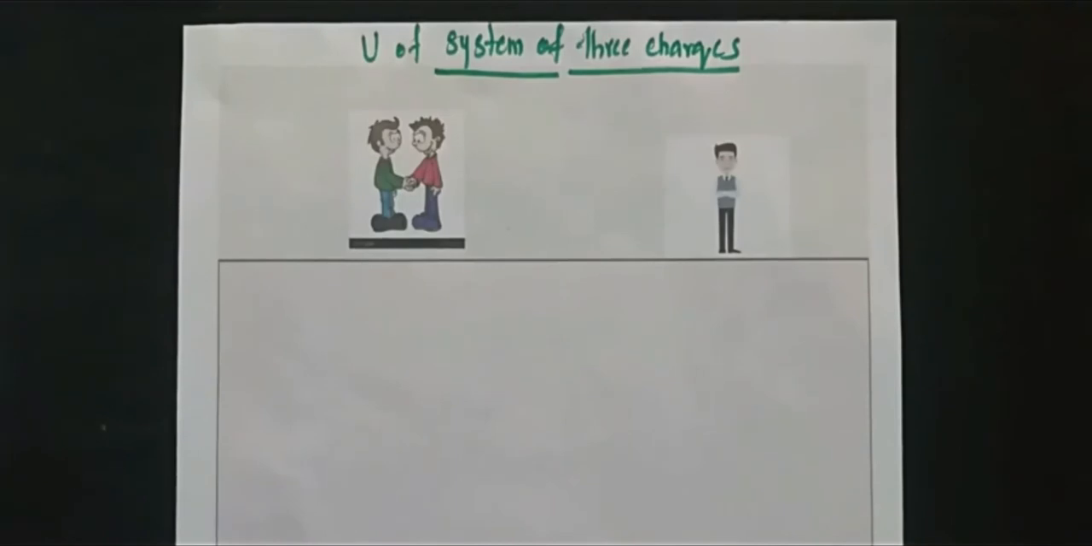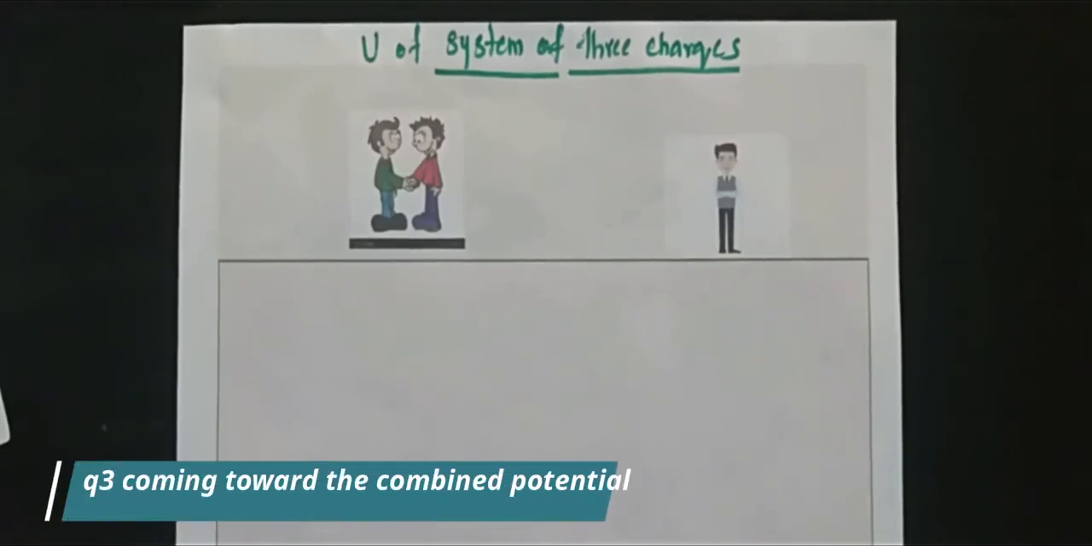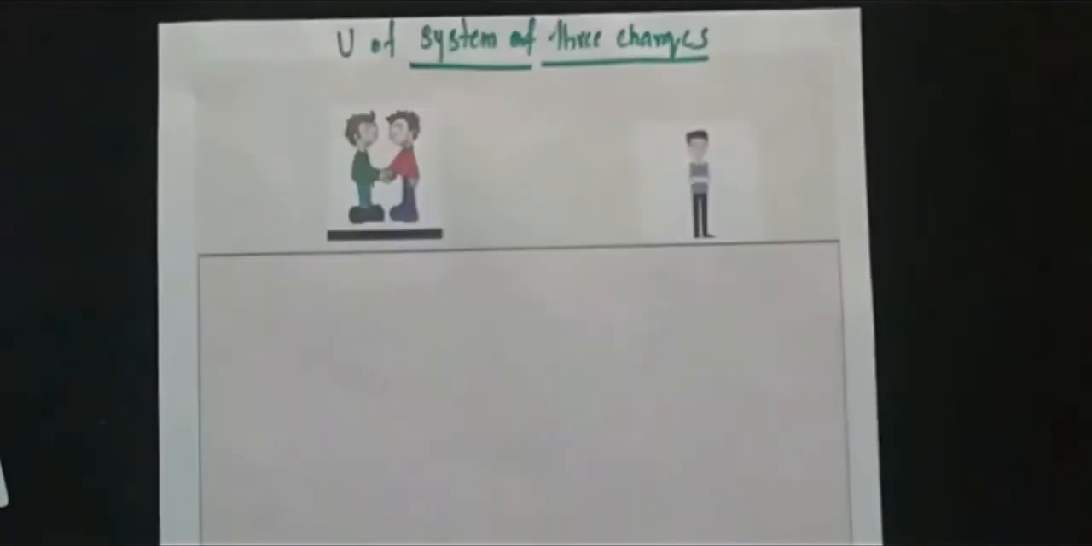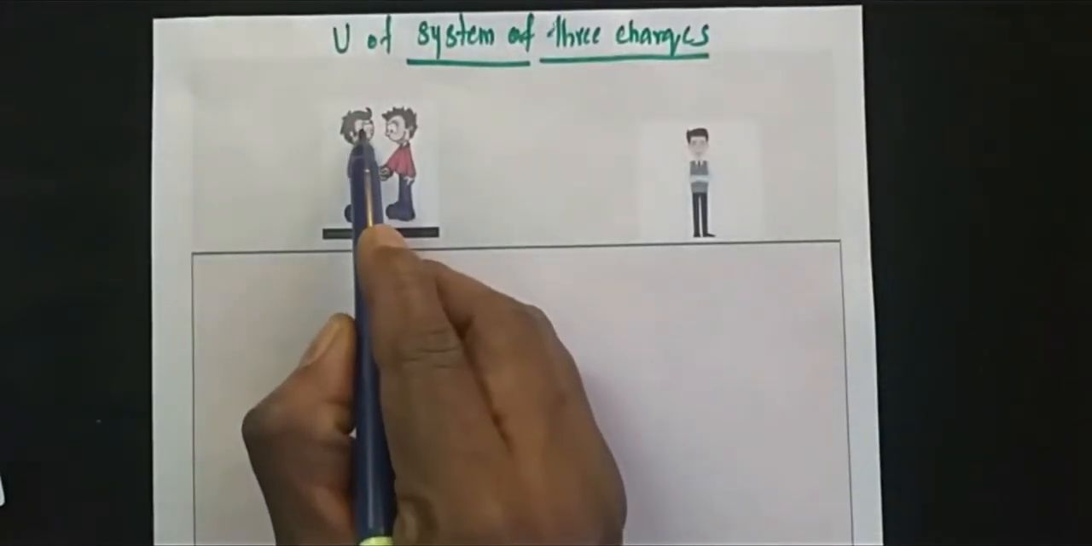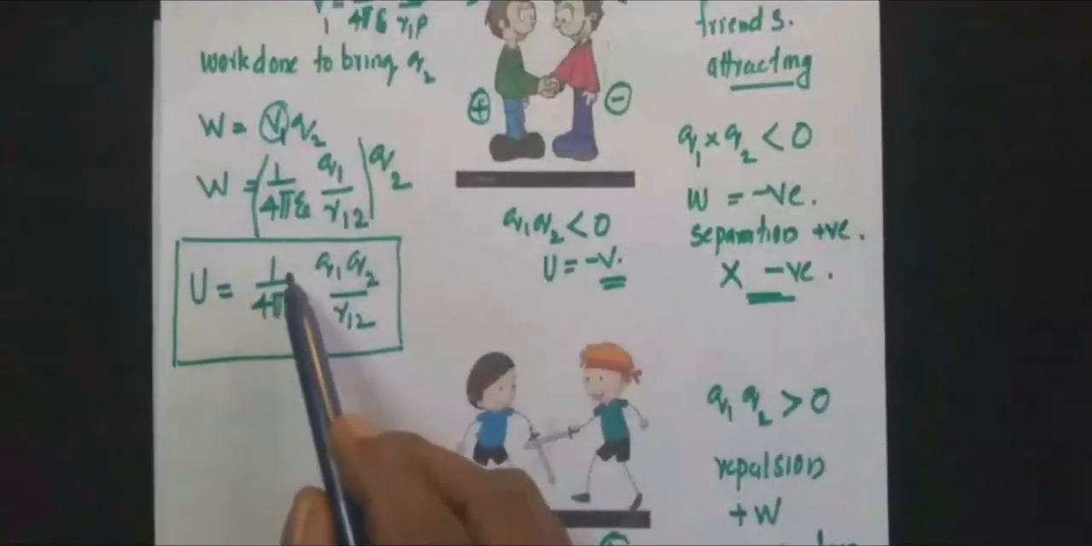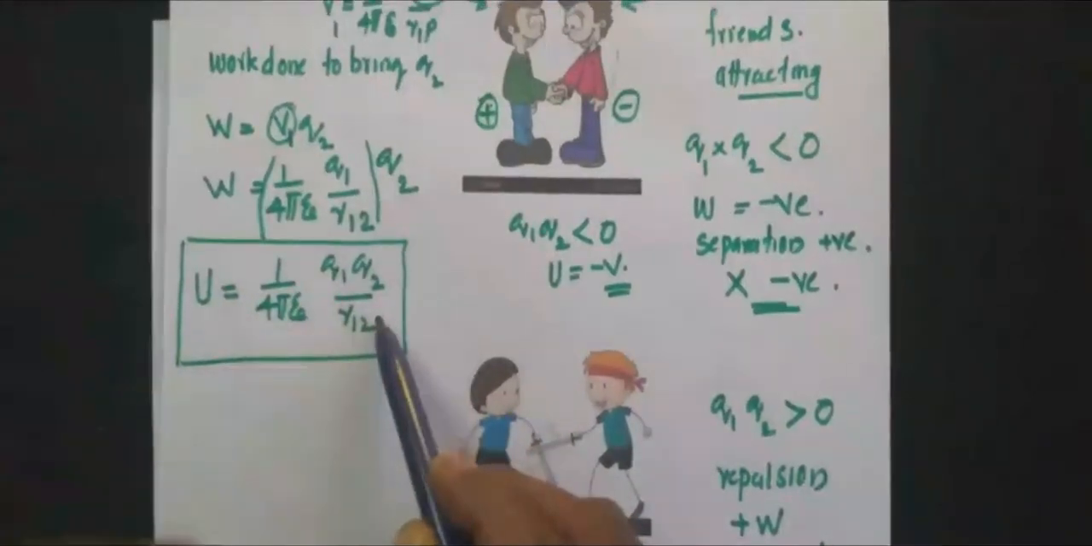Anyway, come to the world of physics. Here we have a charge Q1, charge Q2, and Q3, the third charge. So how can you correlate this example with the charges Q1, Q2 and Q3? Let your charge be Q1, your nearest neighbor friend's charge be Q2, and your furthest friend's charge be Q3. So what will be the potential energy of you and your nearest friend? That I have already derived: the potential energy due to Q1 and Q2, which is U equal to 1 by 4 pi epsilon 0 Q1 Q2 divided by R12.